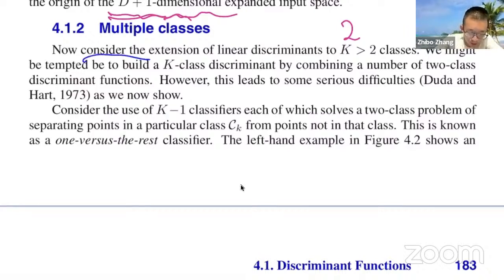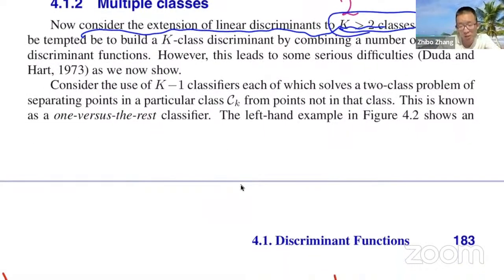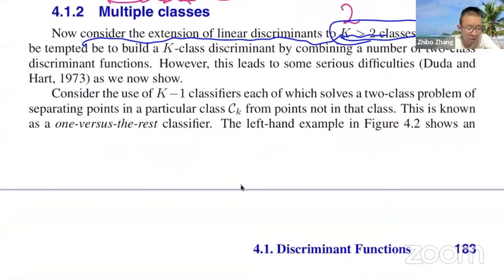So consider the extension of the linear discriminants to K classes, with K bigger than two. Now it's harder to do visualization, of course. We might be tempted to build a K-class discriminant by combining a number of two-class discriminant functions. However, this leads to some serious difficulties.